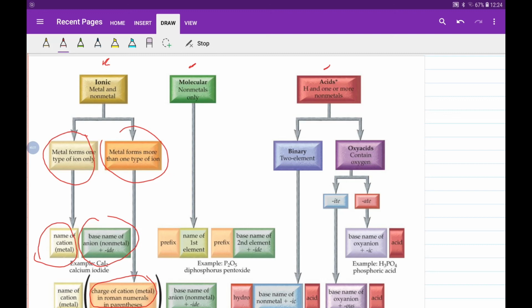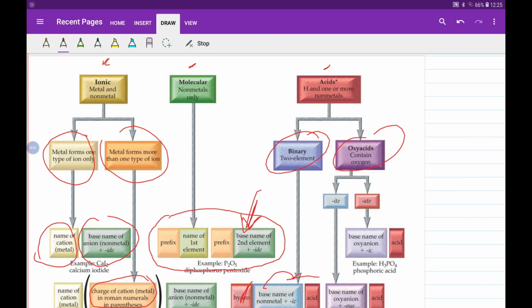For molecular compounds, on the other hand, all we have to do is simply use prefixes to indicate how many we have. We need to change the ending of the second element name and use instead the name of an anion rather than the name of the element. And when it comes to acids, we need to determine whether we have a binary acid or an oxyacid. If we have a binary acid, we need to use a hydro prefix, followed by the base name of the element, ending with ic, followed by the word acid.